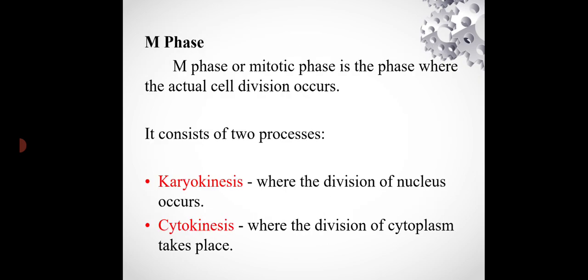Next, M phase. M phase or mitotic phase is the phase where the actual cell division occurs. It consists of two processes. First, karyokinesis, second, cytokinesis. Karyokinesis is where the division of the nucleus occurs. Cytokinesis is where the division of the cytoplasm takes place.